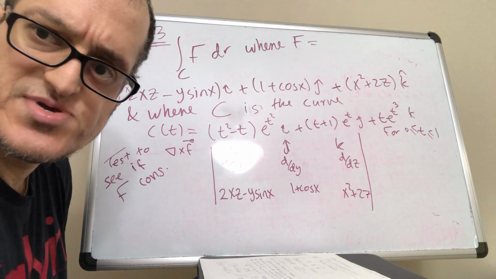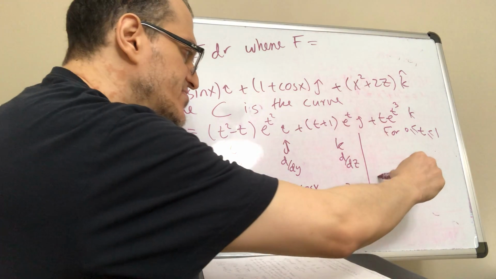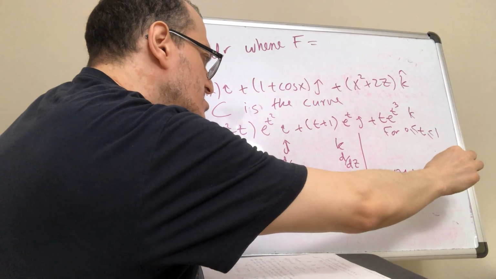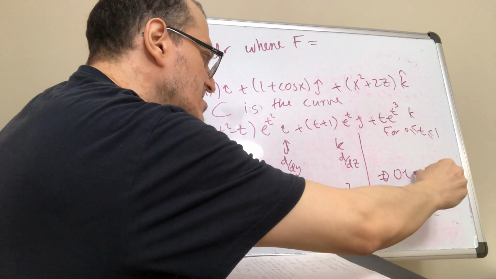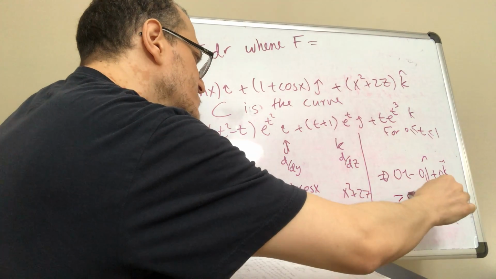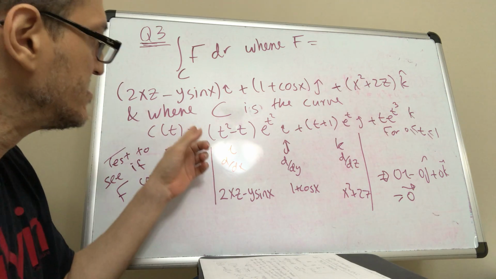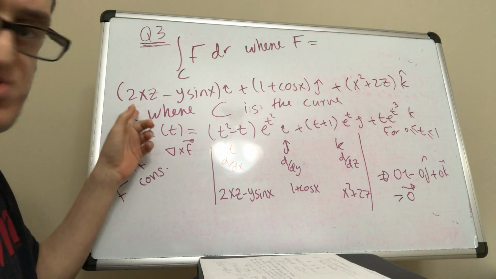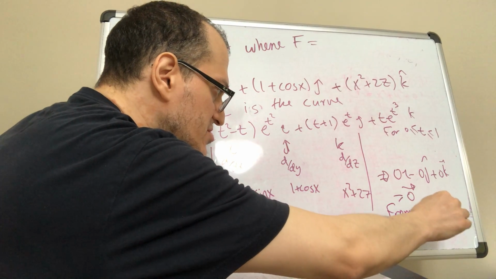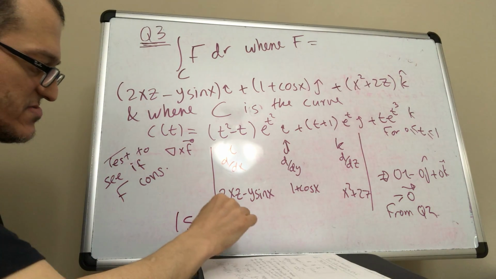And I showed you in the previous question how to do it, hoping to see it's 0. In fact, if you do this, it would be 0, 0, doesn't matter, and 0, simply because it's the same function. So the one given in question 3 is the same as the one from question 2. So this function is conservative.